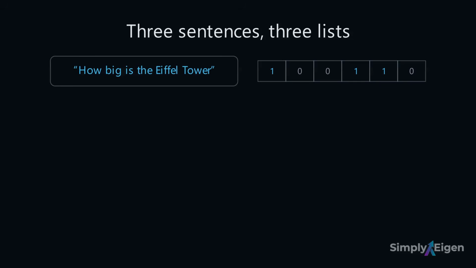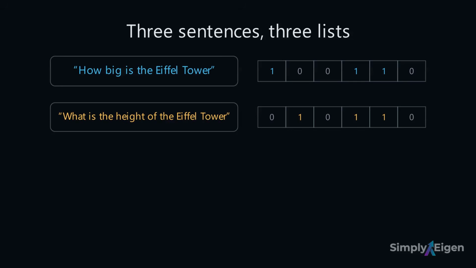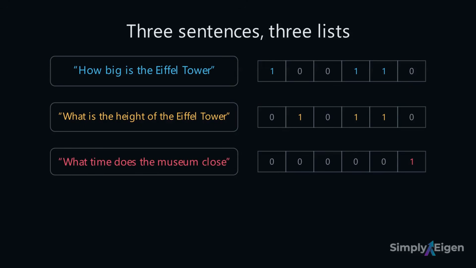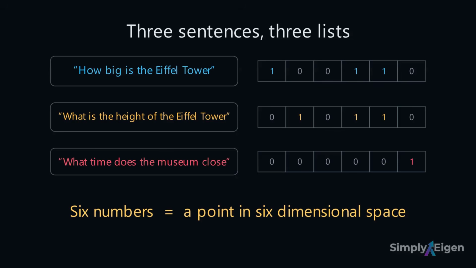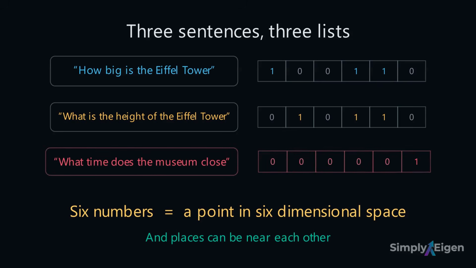Do the same to the other two. "What is the height of the Eiffel Tower" becomes 0, 1, 0, 1, 1, 0. "What time does the museum close" becomes 0, 0, 0, 0, 0, 1. 3 sentences, 3 lists. And here is the move that changes everything. A list of 6 numbers is a point in 6-dimensional space, which means these sentences are now places, and places can be near each other.